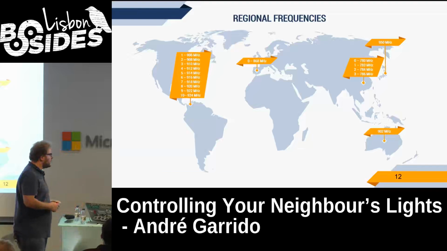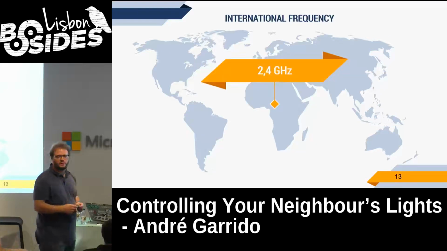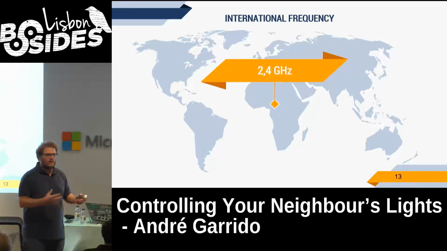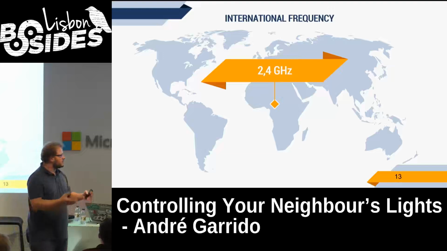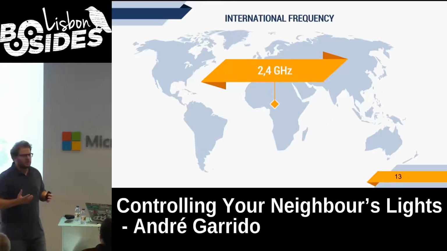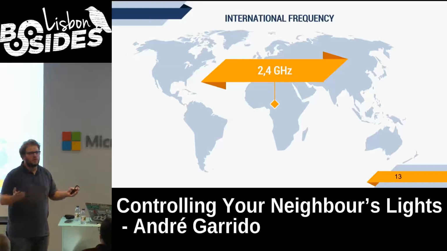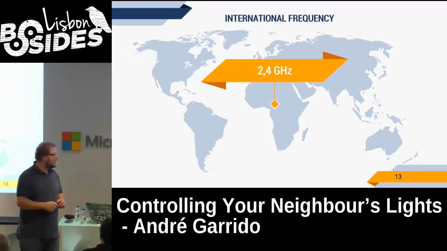But luckily, there is also an international frequency that is like Wi-Fi. It's the same as Wi-Fi, 2.4 gigahertz. From the vendor's perspective, this is very useful because if you can sell worldwide, it's way better than selling only to the United States, only to Brazil, for example, only to Europe, Japan, and so on. And this was one of my problems: if my project doesn't work in the international frequency, it would be a problem because I don't have tools for regional frequencies.